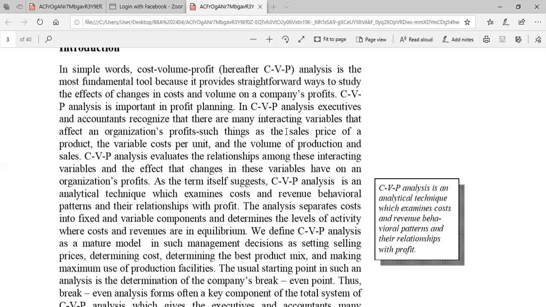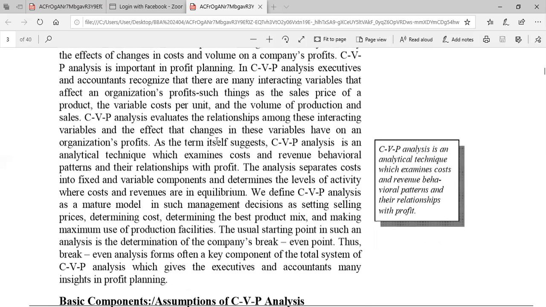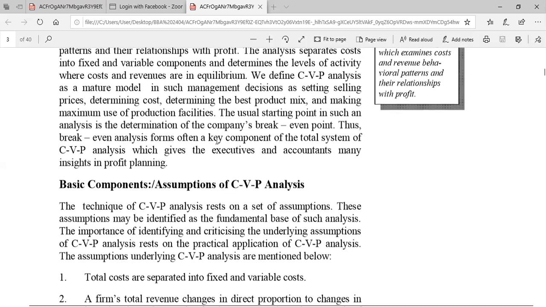In CVP analysis, executives and accountants recognize that there are many interacting variables that affect an organization's profit, such as the sales price of the product, the variable cost per unit, the volume of production, the fixed costs, and sales volume. CVP analysis reveals the relationship among the interacting variables and the effect the change in the variables has on the organizational profits. So CVP is the most important tool and technique for decision making of executives, accountants and the higher authority of an organization.